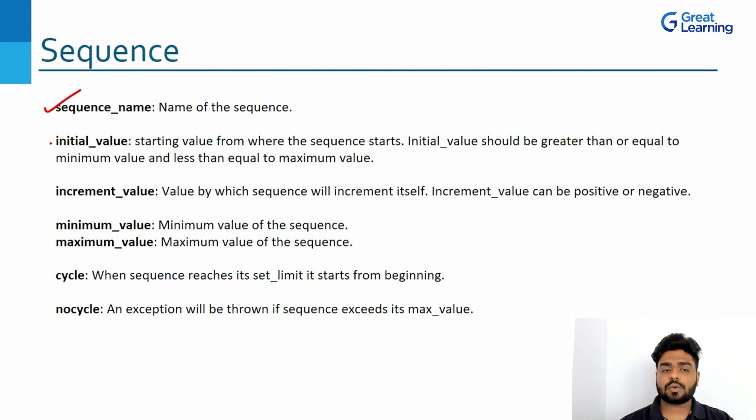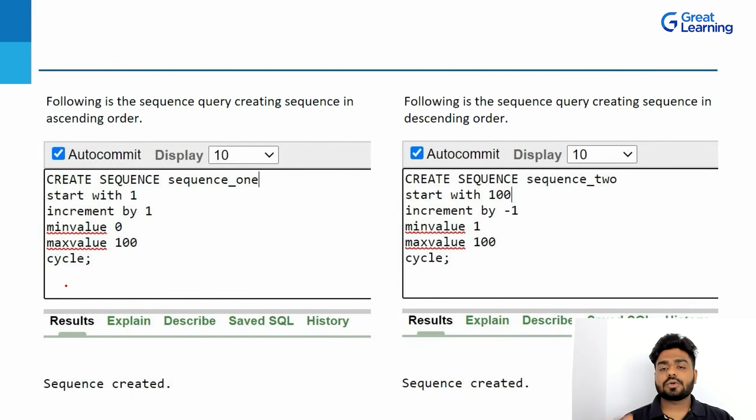Sequence name, name of the sequence. Initial value is starting value. Increment value, by how much it will increment. Minimum, maximum value. Cycle means when sequence reaches its set maximum value, it again repeats. And no cycle means even if it reaches the maximum, it will go on. It will not repeat. So here is one of the screenshots.